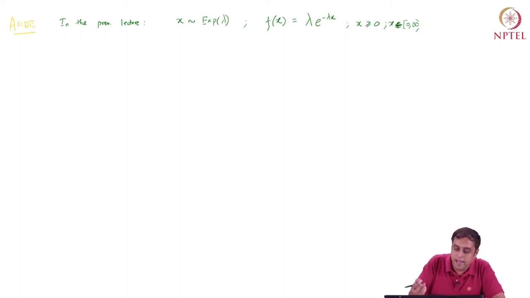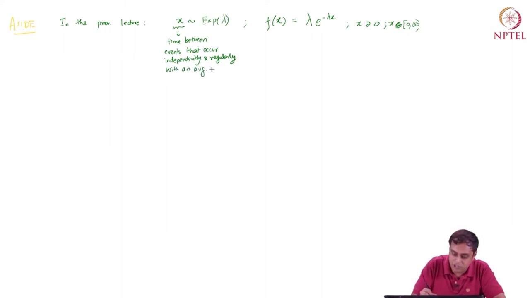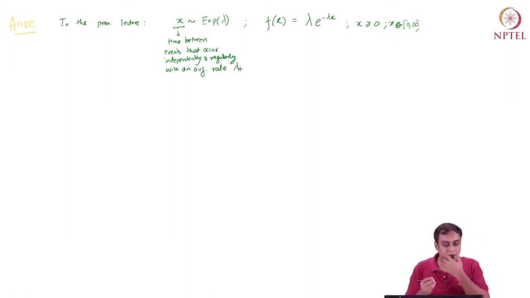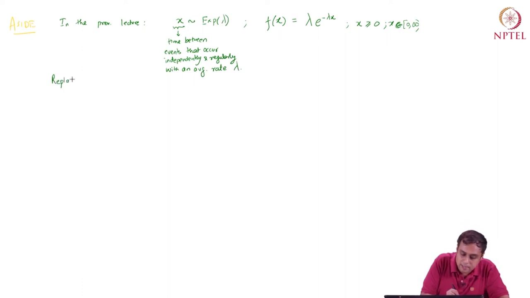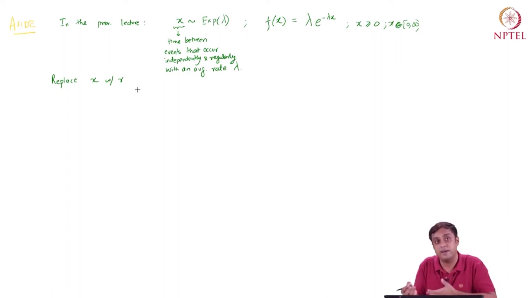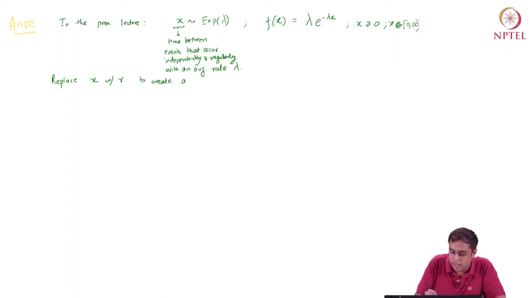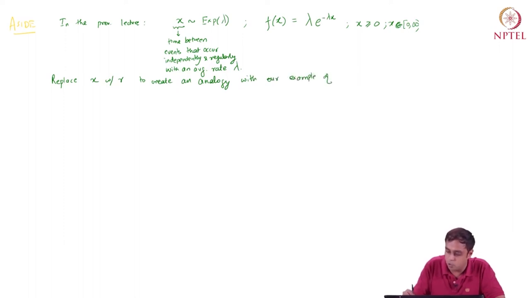Of course, x was modeling the time between events that occur independently and regularly at an average rate lambda. So if we adapt it to the notation that we have, we can simply replace x with r, and we have our example, to create an analogy with our example of a monocentric city.